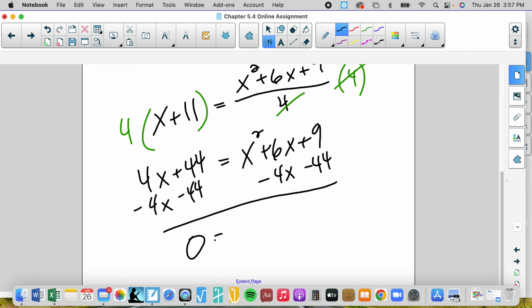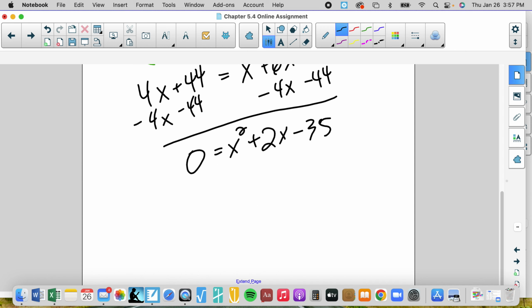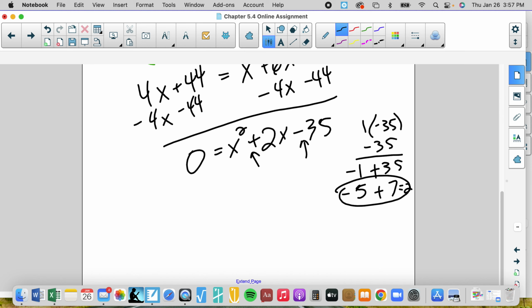We get 0 equals x squared plus 2x minus 35. A times C, negative 35, factors of 35, 1 and 35, 5 and 7. Signs are different. Bigger is positive. Signs are different, and we get 2. So those are my middles.